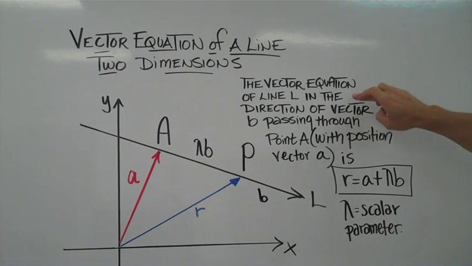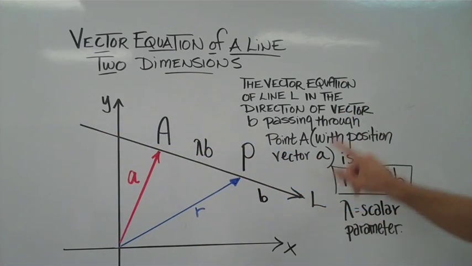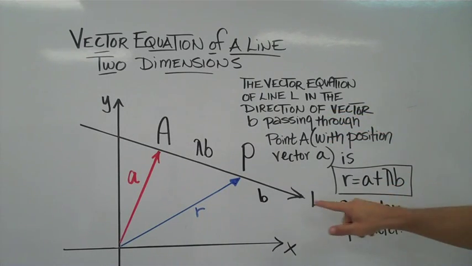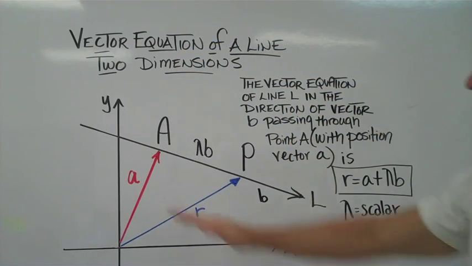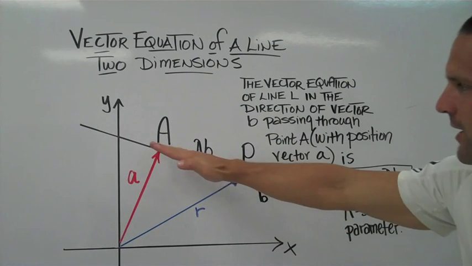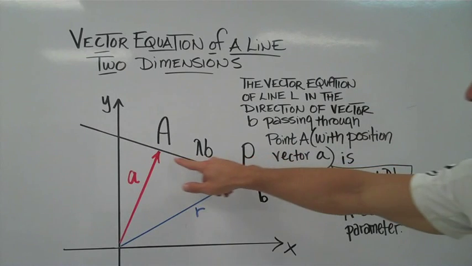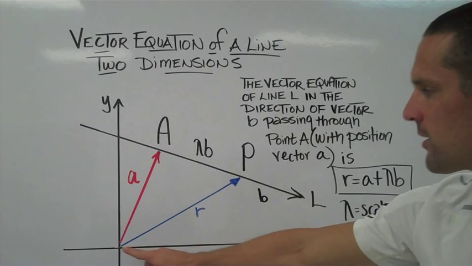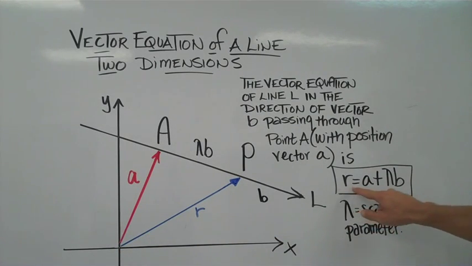The vector equation of line L. Here is line L. This black line is line L. The vector equation of line L in the direction of vector B. Well, we've also got a vector B that's going down this way. So think of it this way: this is line L, but vector B is on line L. Vector B passes through point A, which is a position vector. By definition, position vector means our tail is at 0, 0. R is equal to A plus lambda B.